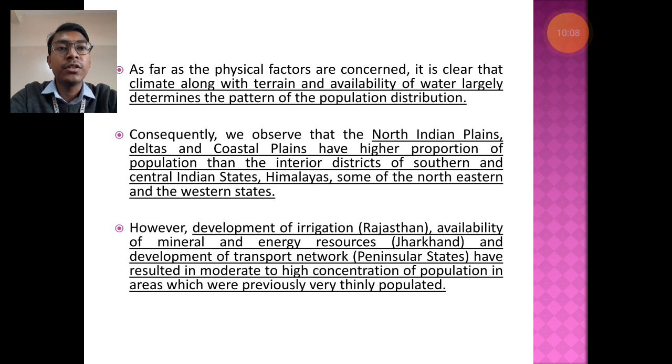So why do the northern plains, the deltaic regions, and the coastal plains have a higher population? As I said, Uttar Pradesh has the highest population. We have noticed that Uttar Pradesh, Maharashtra, Bihar, and West Bengal are the states leading in terms of population. All these states come under the northern plain. In these areas, better transportation facilities, industrialization, and availability of water exist, and moreover the climate is suitable for the growth of population. This is the reason these four states have a higher concentration of population.